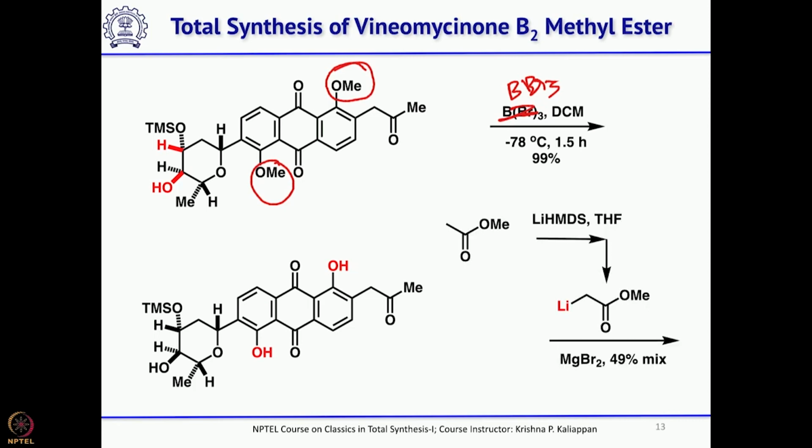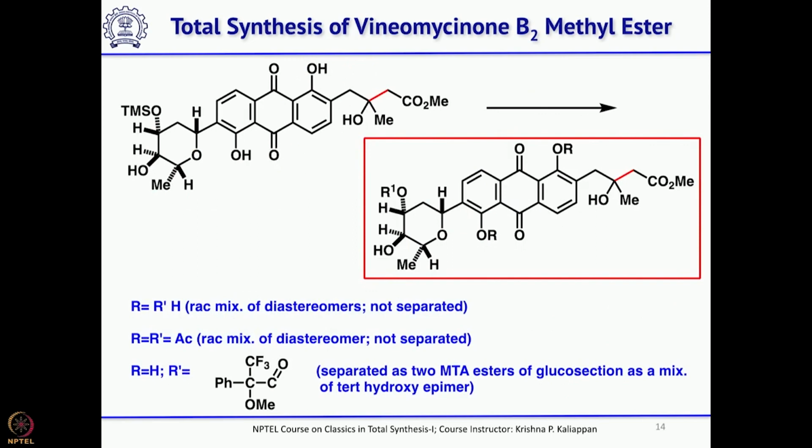Then from methyl acetate, this proton was deprotonated using lithium hexamethyldisilazide. That lithium derivative was added to the ketone. And of course, to facilitate that, magnesium bromide diethyl etherate also was added. So now this reaction worked very well, and that was converted into the corresponding Vineomycinone B2 methyl ester after removing the TMS.